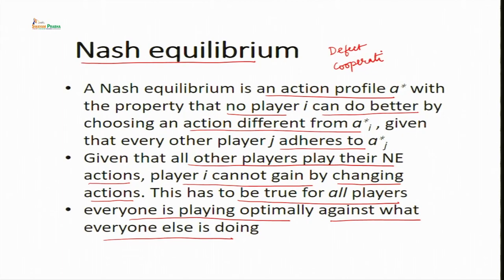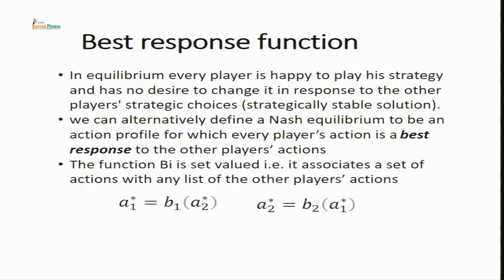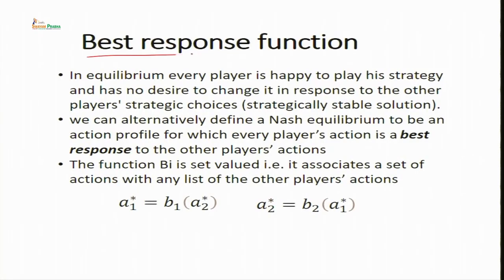Similarly, in other games also. The idea is that whatever players are choosing in equilibrium, they cannot gain by changing to some other action, given that all other players are playing the same strategy, that is, they are playing in equilibrium. So, this is the idea of Nash equilibrium. Basically, as I told you, players are optimally playing against the optimal action of other players. On similar lines we can define something called the best response function.